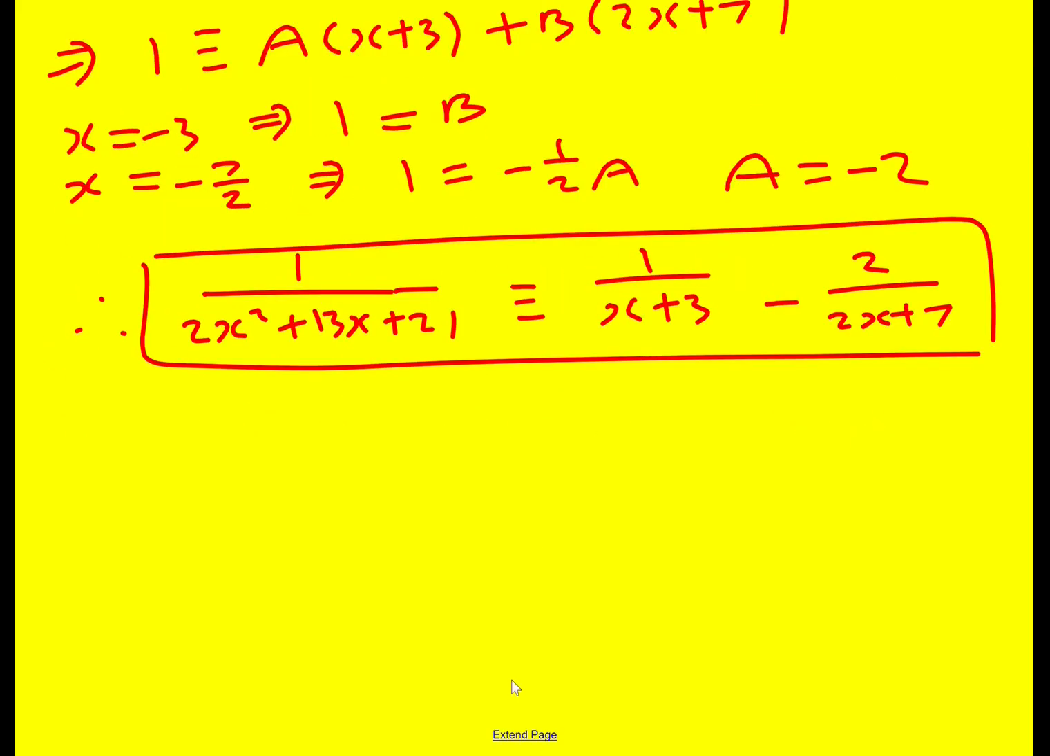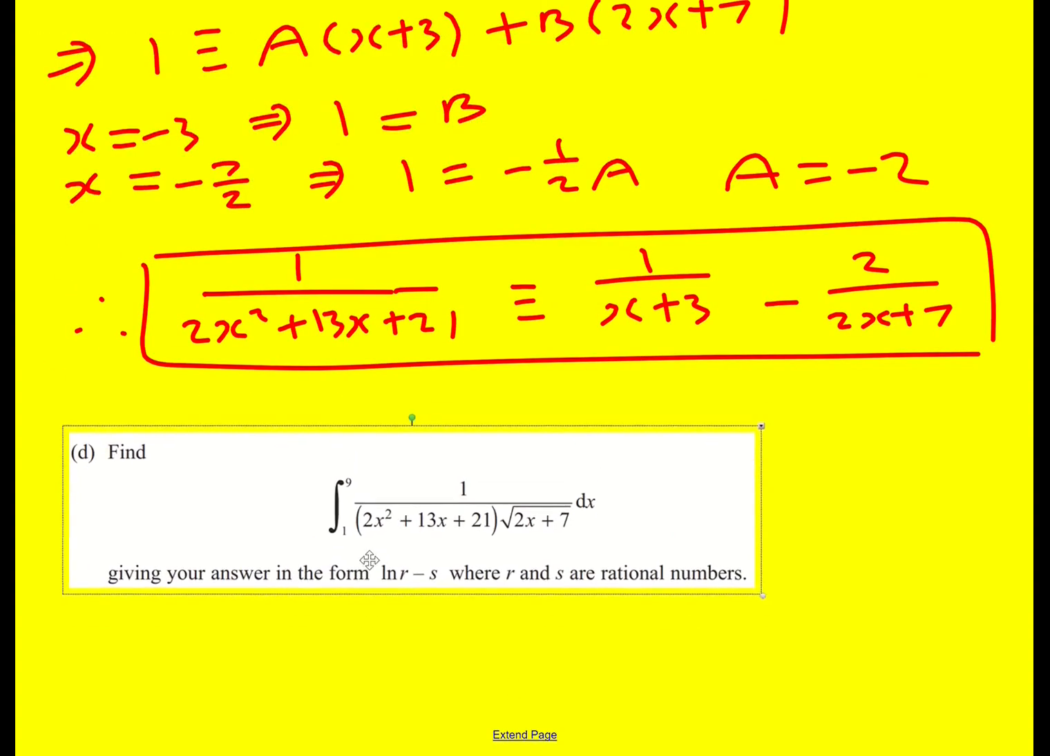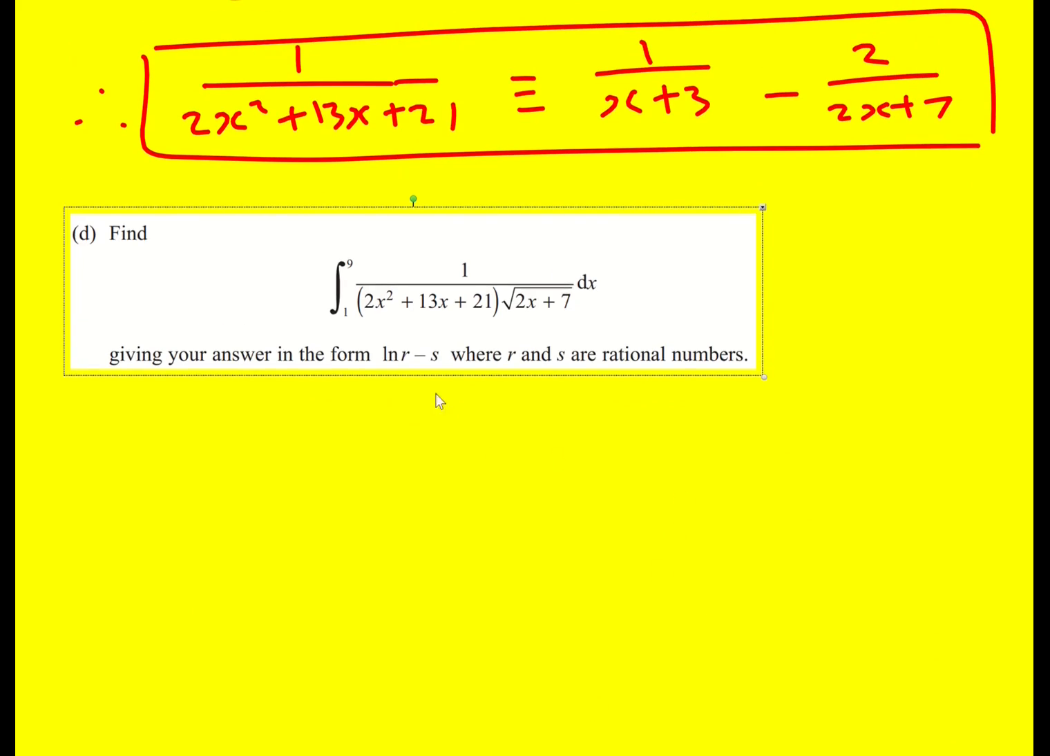Okay, on to the last part, which is to find this integral here, including limits. But you can see we're going to get a really neat answer at the end. Okay, let's try and get there. I might put the limits back in a minute. I just kind of want to leave them out for the moment and figure out what's going on.